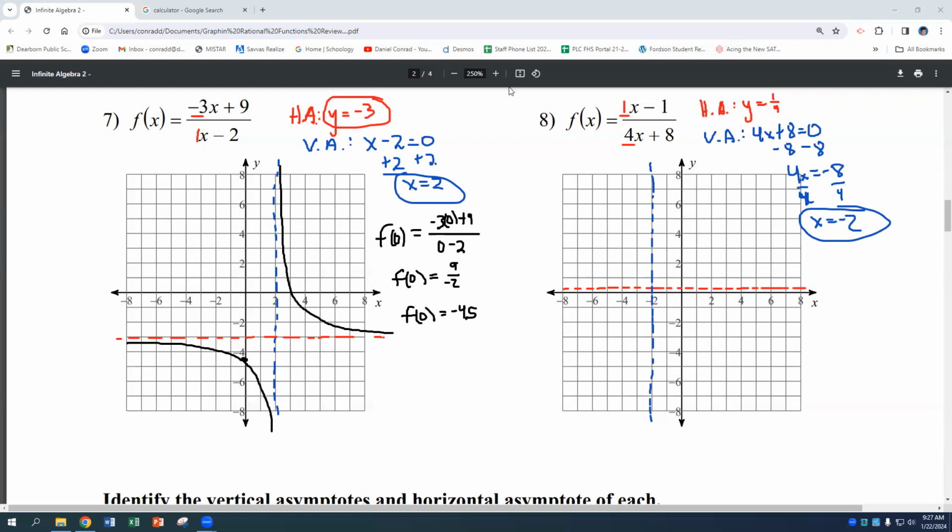And then again, just one more time, we're going to plug in a 0. So f of 0 is 0 minus 1 over 4 times 0 plus 8. That's going to give me -1/8. So it looks like it's down here. So when I draw in my asymptote, it's going to look something like such. Whoops, that's not a good one. That's not a good one either, I don't think. Maybe that's better. All right, so that's 1 through 8.